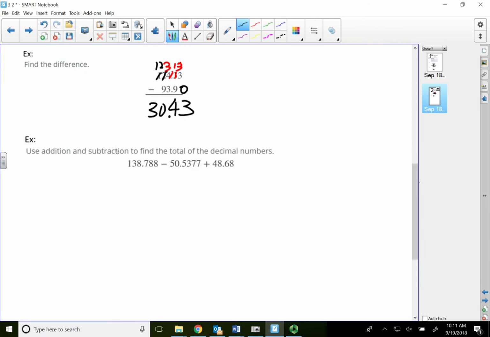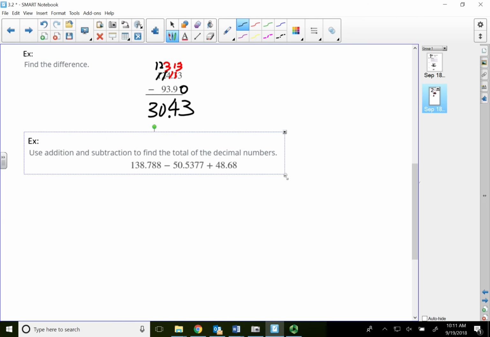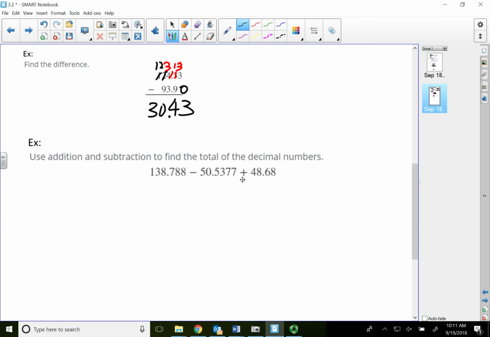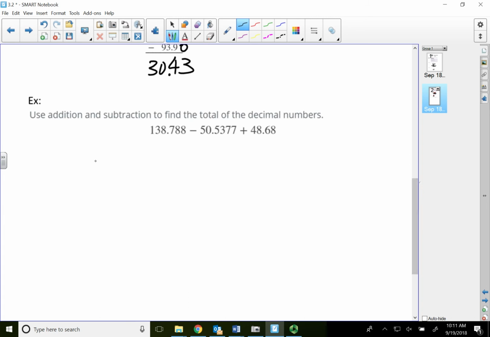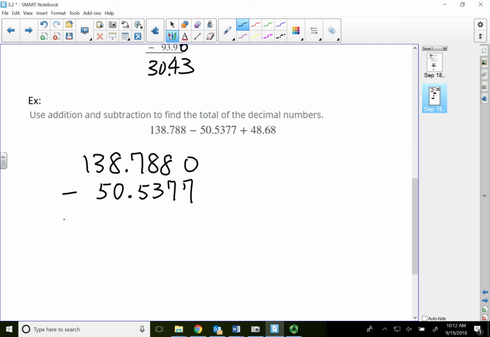Let's do a combination of subtracting and adding here. I'm going to subtract first, then I'm going to add. So I'm going to write this out separately: 138.788 subtract 50.5377. Make sure you line them up properly. The 50.5377 has 4 decimal place values, so behind my 8, I'm going to write a 0 in, because the 0 cannot subtract 7.